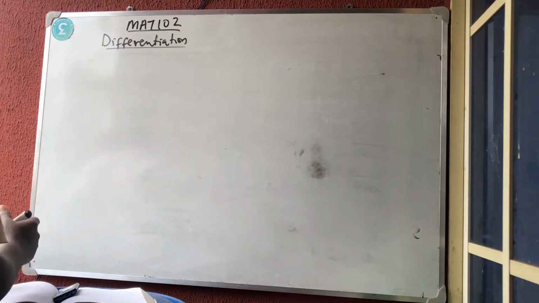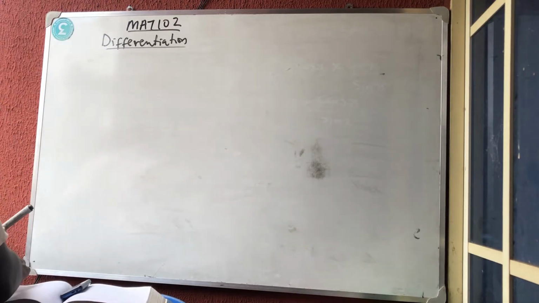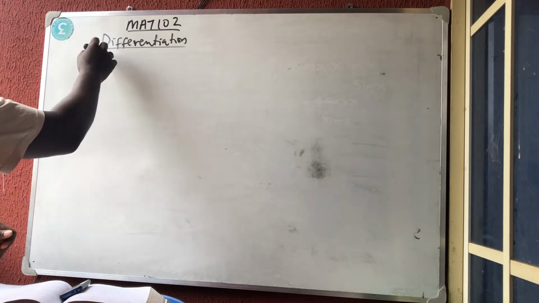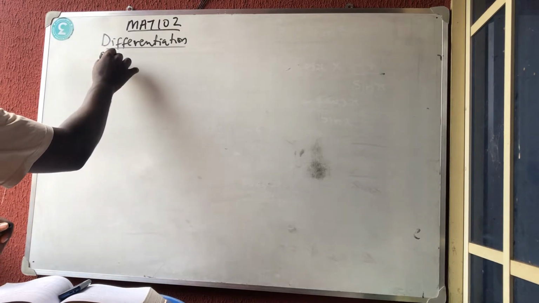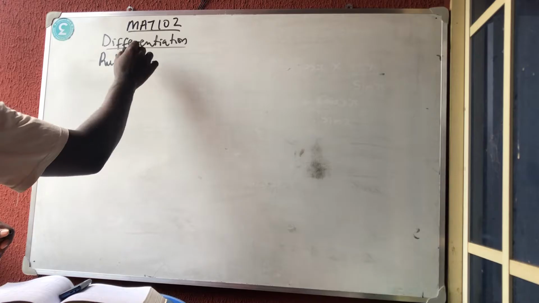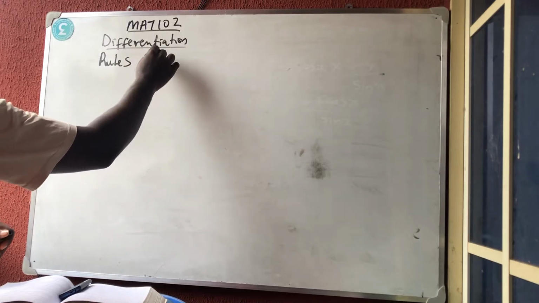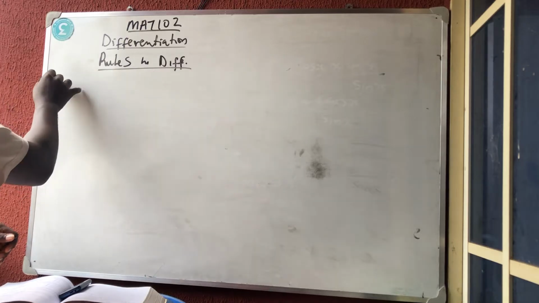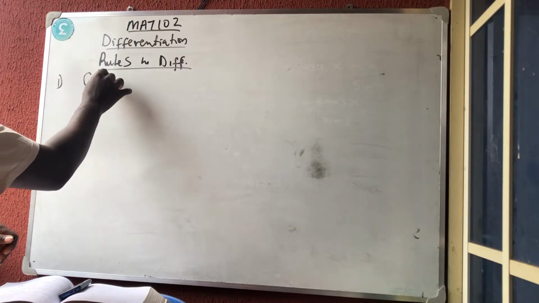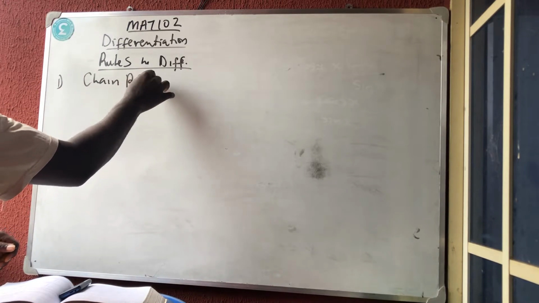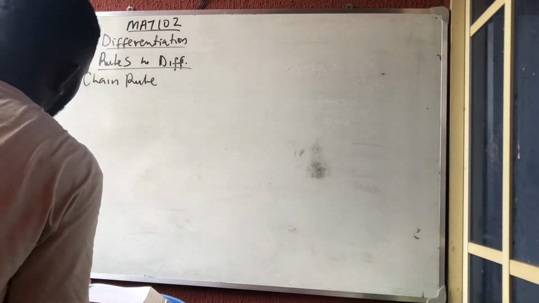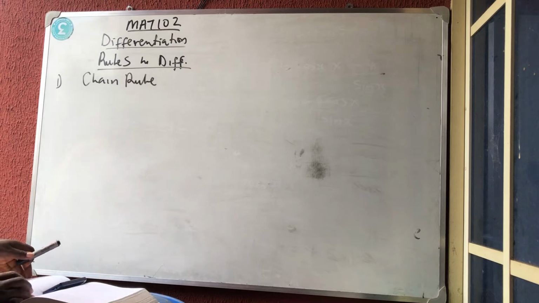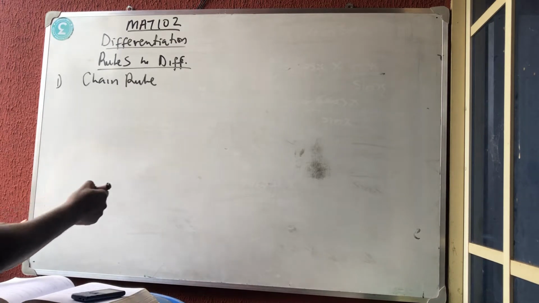Today we'll be talking about continuation of differentiation. If you have not watched our first video on differentiation, you can do that. Today we'll be talking about the rules in differentiation. The first rule we are going to talk about is the chain rule. I explained the chain rule in the first video, you can watch that. I'll just solve some questions here.